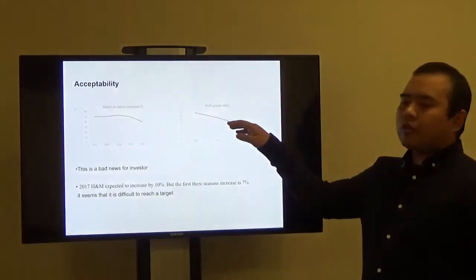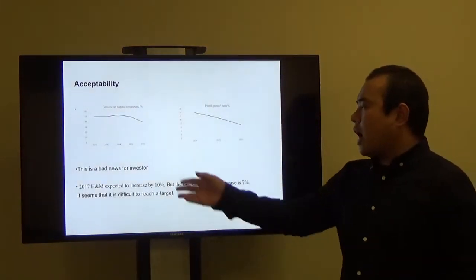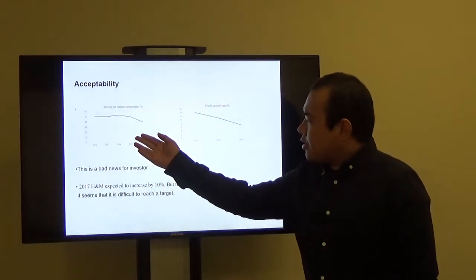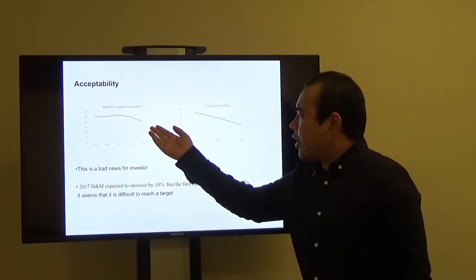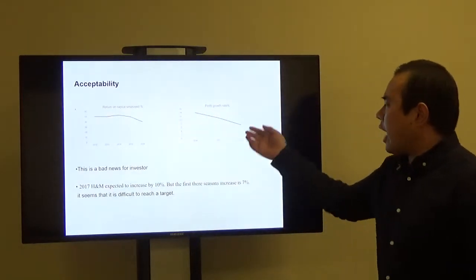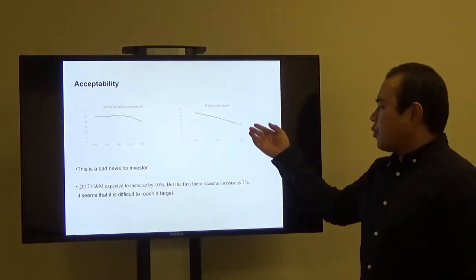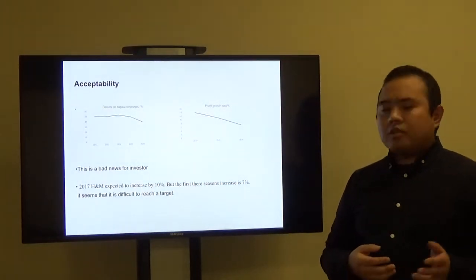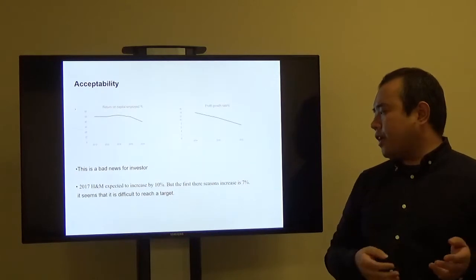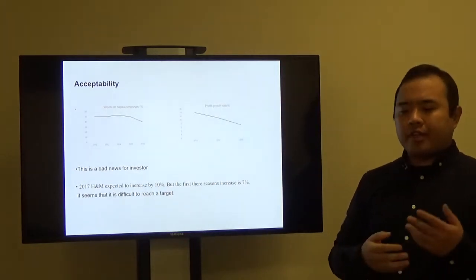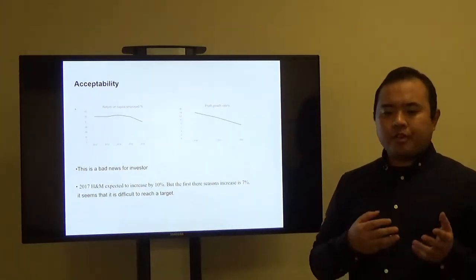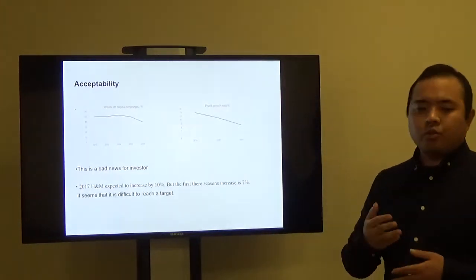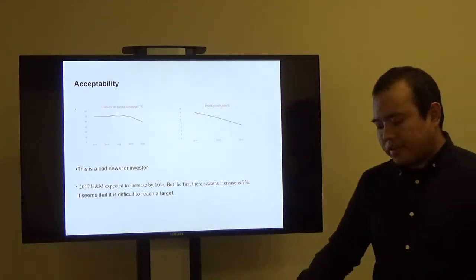The second one, I will talk about acceptability. Look at the two line charts. In recent 3 years, it has decreased. The rate of return on capital employed and the profit growth rate are down. It's bad news for investors. In 2017, H&M expected to increase 10%, but the first 3 seasons increased only 6%. It's hard to reach its target.